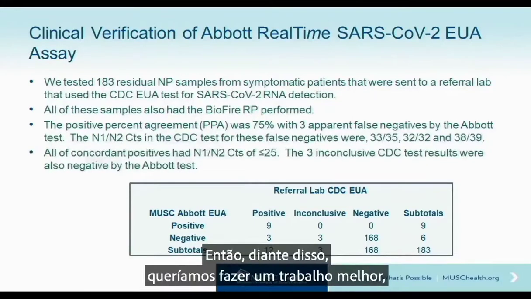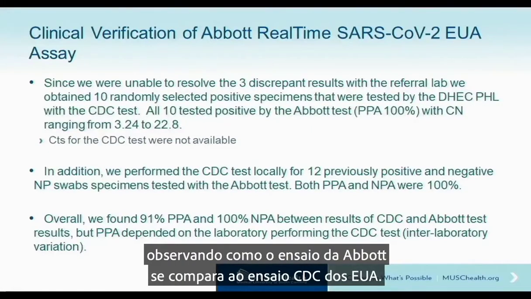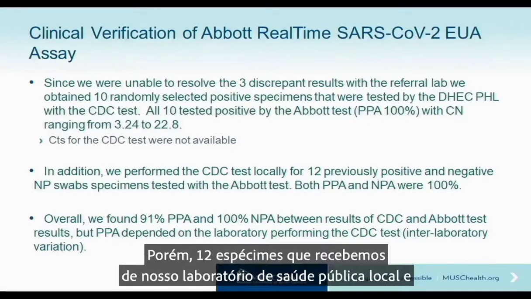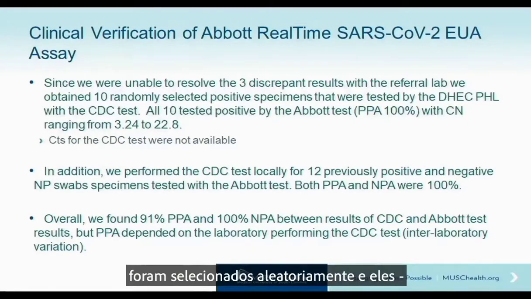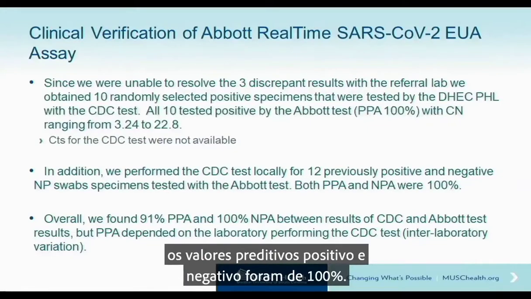So faced with this, we wanted to do a better job of looking at how well the Abbott assay compared to the CDC EUA assay. The 12 specimens that we received from our local public health lab were randomly selected, and the positive and negative predictive values were 100%.